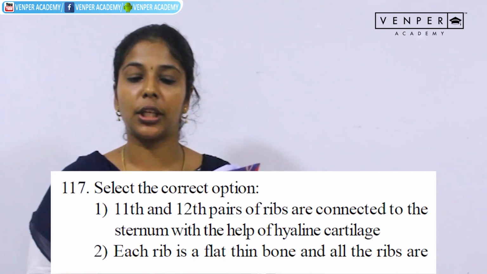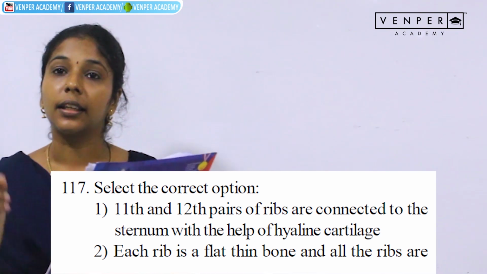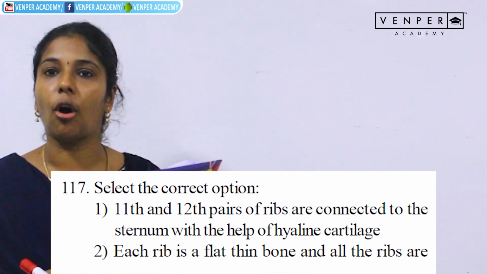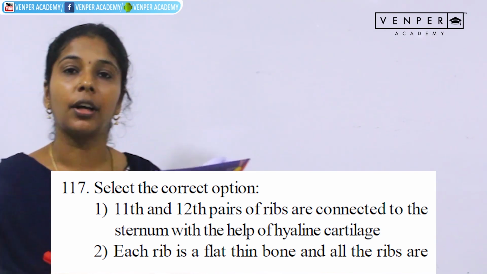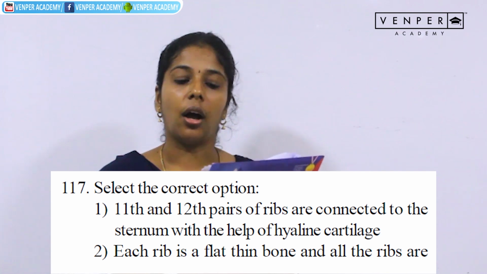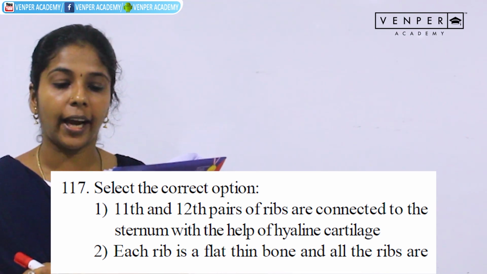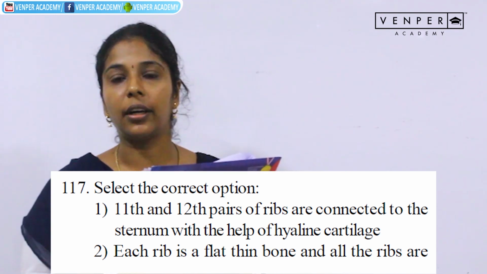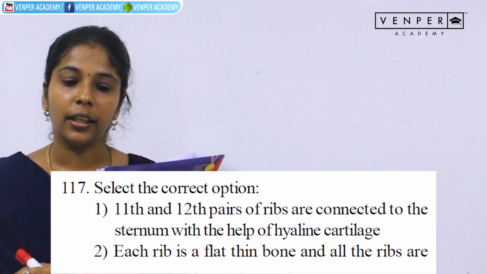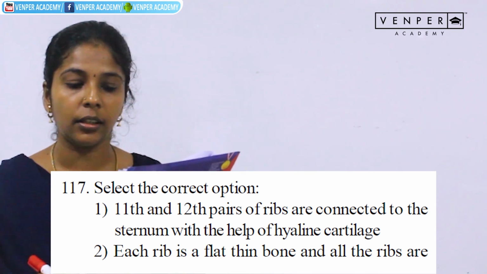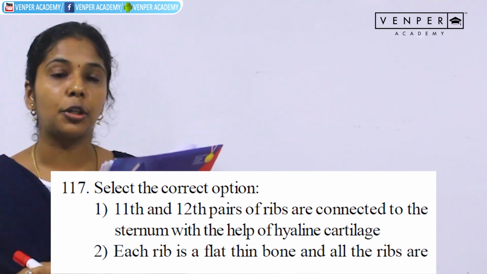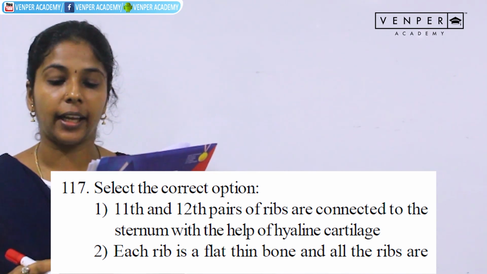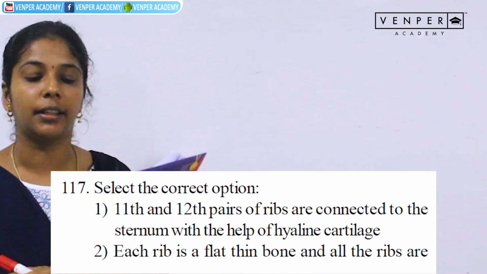The next question, number 117. We should select the correct option. Option number 1: 11th and 12th pair of ribs are connected to the sternum with the help of hyaline cartilage. Option 2: each rib is a flat thin bone and all the ribs are connected dorsally to the thoracic vertebrae and ventrally to the sternum. Option 3: there are 7 pairs of vertebrosternal, 3 pairs of vertebrochondral and 2 pairs of vertebral ribs. Option 4: 8th, 9th and 10th pairs of ribs articulate directly with the sternum.